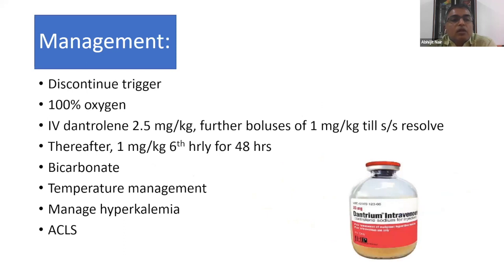First thing is to discontinue the trigger, deliver 100% oxygen. Dantrolene is subject to availability. It is not available in many places. In fact, if you have a patient and you expect a problem, it is better to indent it and keep it, because at the last moment, getting dantrolene is a big problem. I have experienced it. Few of my friends, I have heard through them, they had a problem. Unfortunately, nothing happened. So the dose is 2.5 milligrams per kg bolus and 1 milligram per kg till signs and symptoms resolve, and then 1 milligram per kg every 6 hours for 48 hours under close monitoring.